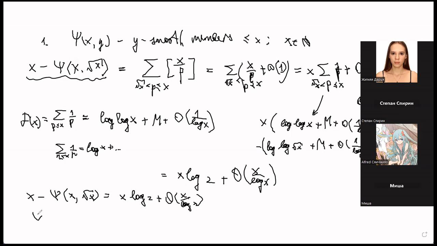Okay, yes, and we wanted to find psi of x, square root of x. And let me write it in such a way. It is asymptotically equal to what? x times 1 minus logarithm 2. Asymptotically equal means that if we divide the first part by the second, then its limit is 1.